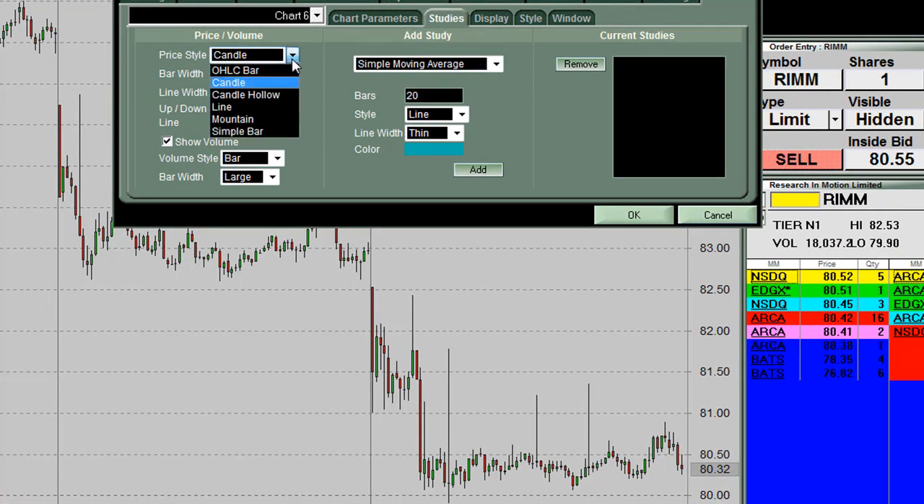I'm going to first click on my chart settings, and on here I can select the type of chart that I want to look at. The different chart types on my platform are the OHLC bar, candle, hollow candle, line, mountain, and simple bar.